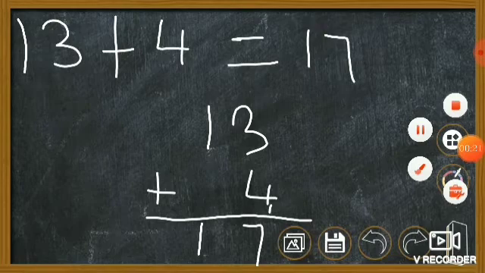I'll say the direct method also. 13 in the mind, 4 in the finger. After 13, 14, 15, 16, 17. This is direct addition or a shortcut method of adding the numbers. You can follow this method also.